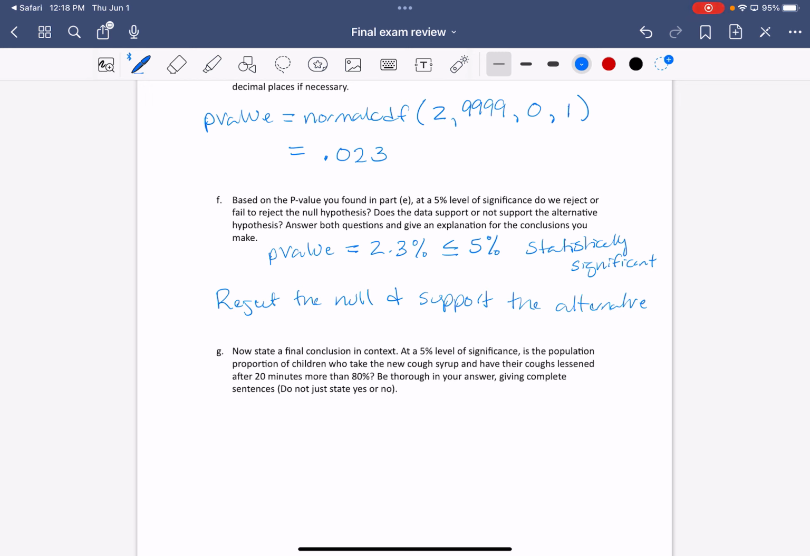It's coming back to y'all. Yes. Kind of familiar? A little bit? Okay. Last part G. Now state a final conclusion in context.